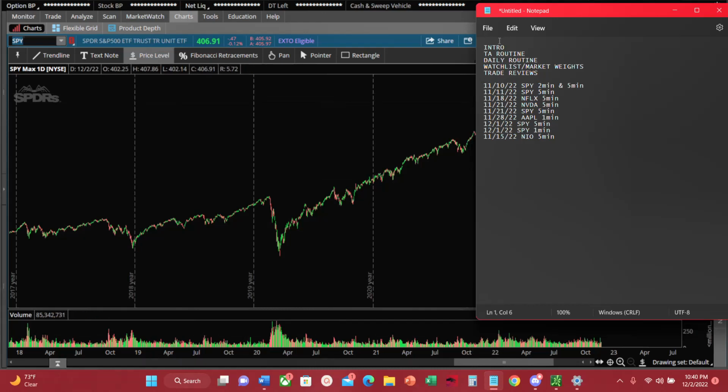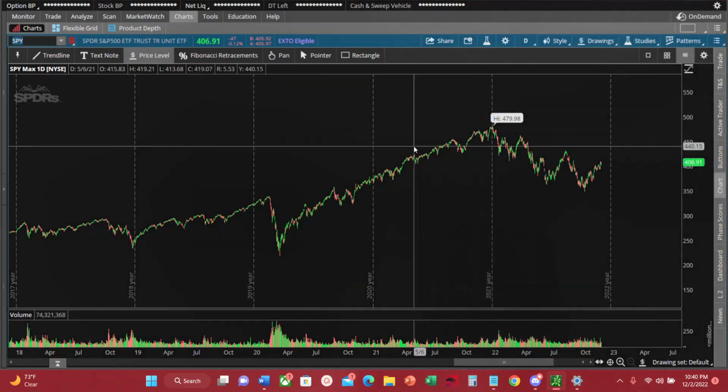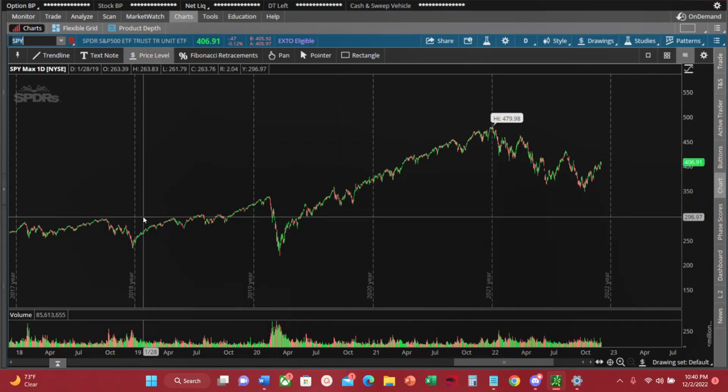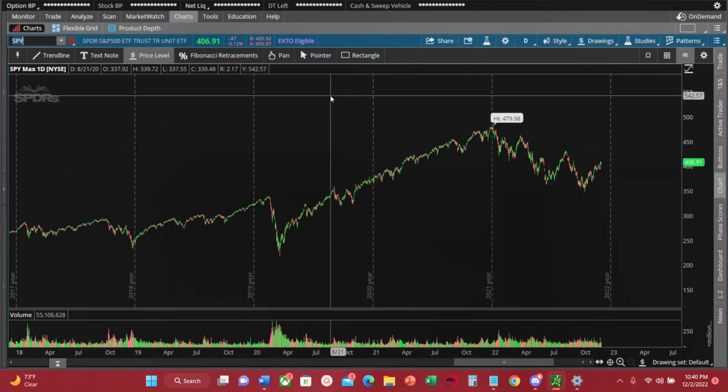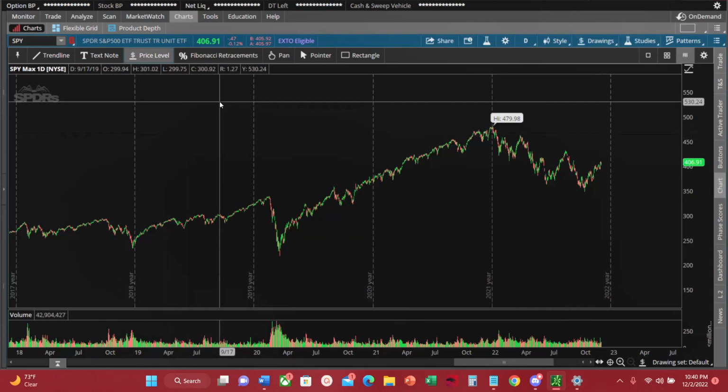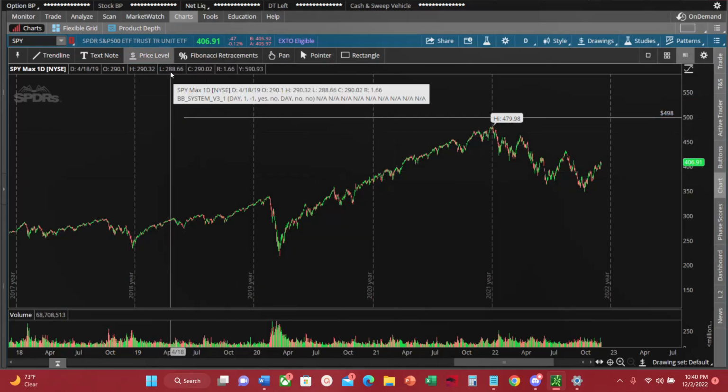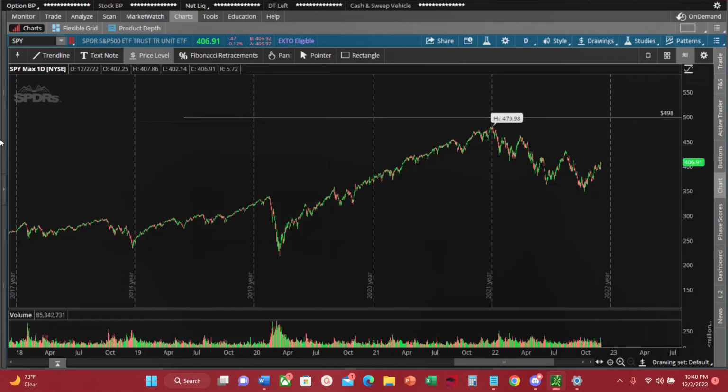So I'm going to go over the technical analysis routine, the TA routine, and start there. I'm going to do this with SPY. And what we do here is we use the price level tool. What this does is it just creates a straight line straight across and gives you the level that it's at.